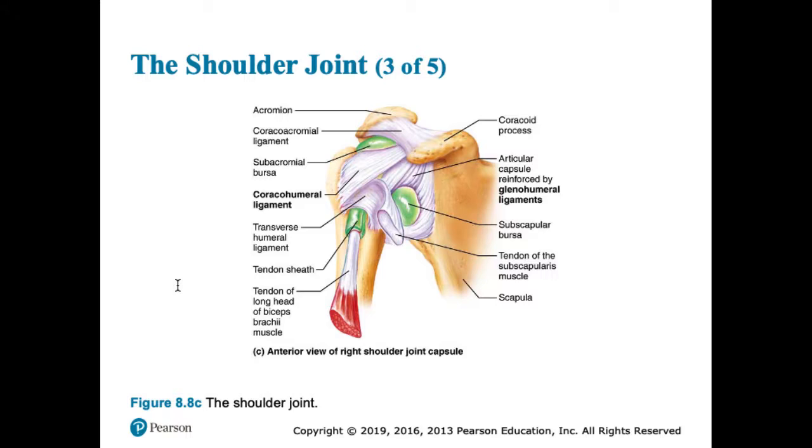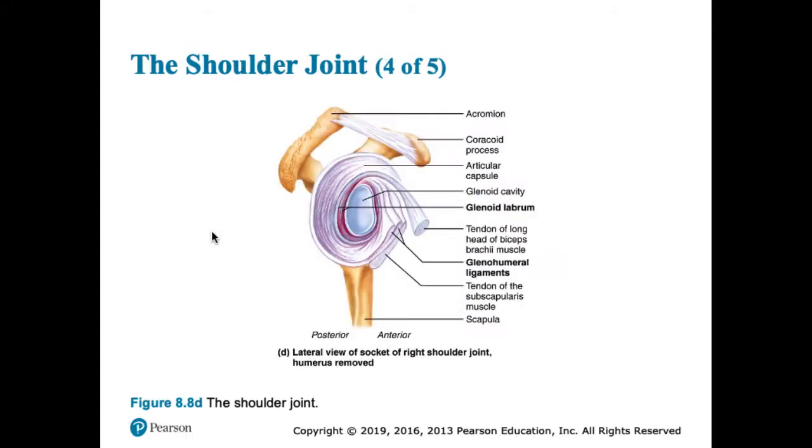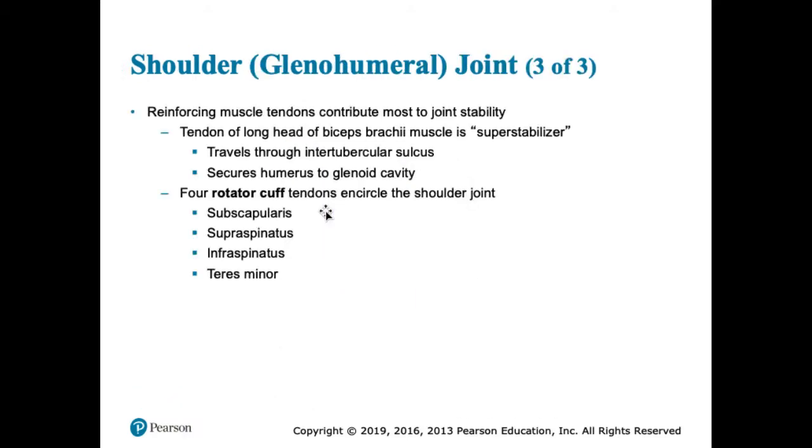Again, that's the shoulder joint showing you those important ligaments that I was mentioning before. Make sure you understand each part of these as well. Again, the lateral view of that socket, showing you the glenoid labrum and the glenohumeral ligaments. So make sure that you're looking through those.